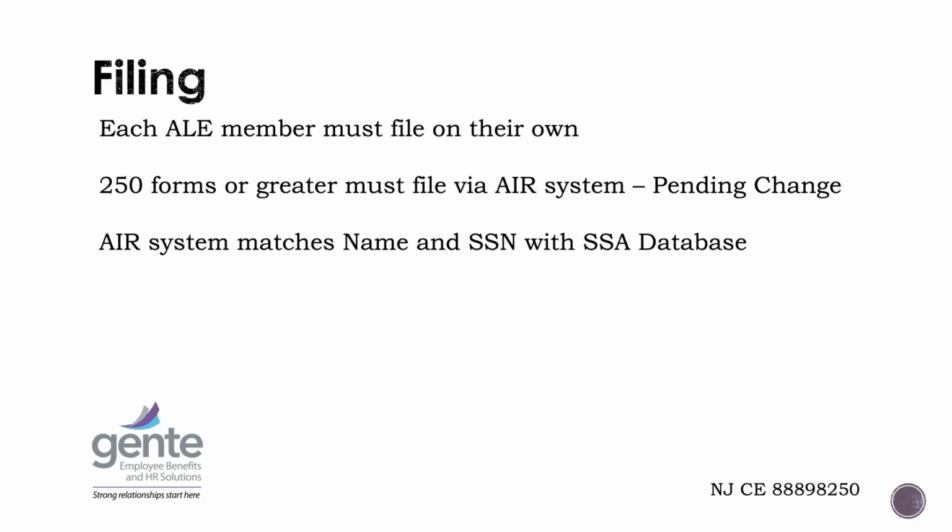It takes a long time and some real IT expertise to set up the ability to electronically file these with the IRS. And then when you file electronically, the AIR system, which stands for Affordable Care Act Information Returns, matches names with Social Security numbers with the Social Security Administration database. So that means that when we file electronically, if you've got a name that doesn't exactly match the social, we're going to have some more follow-up to do. And it's not an incredibly burdensome process, but we do have to follow up and correct those.